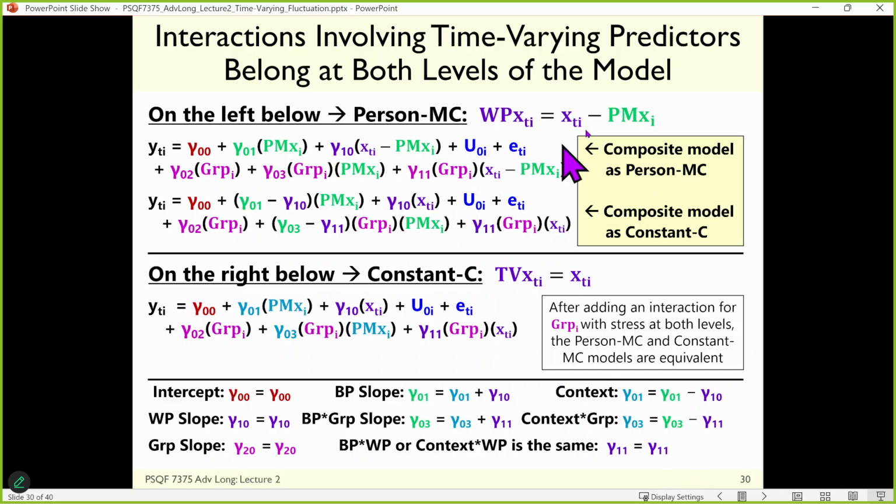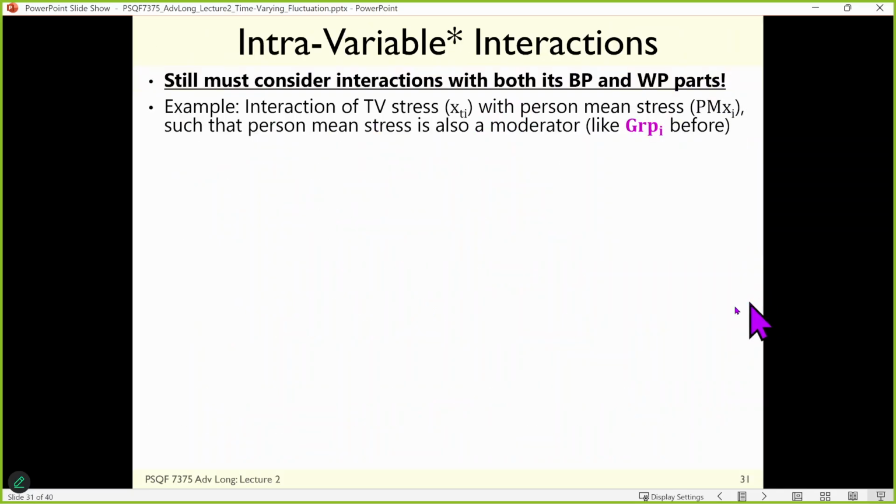So like I said before, I had to work through all of these things as a way of fighting with someone who tried to say that this person mean centered version of the model is wrong and that theirs is right. And I'm like, no, like math don't care. So that was where this came from.